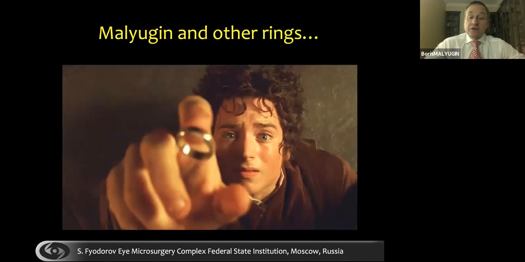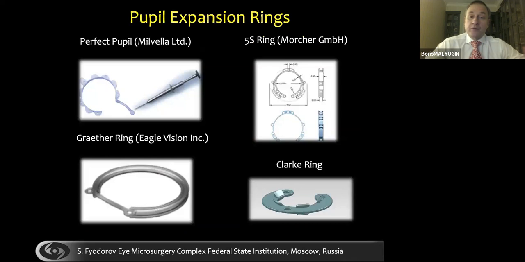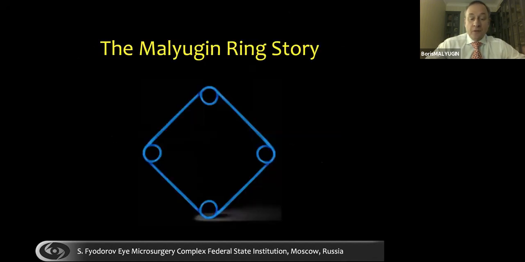And this is where the iris rings come into place. There are several pupil expansion rings that were introduced during the course of the history of cataract surgery: Perfect Pupil, Grieshaber ring, and some others. Most of them share more or less the same concept of having a fixation element on the outer side of the ring that catches the iris margin and holds the margin in place.